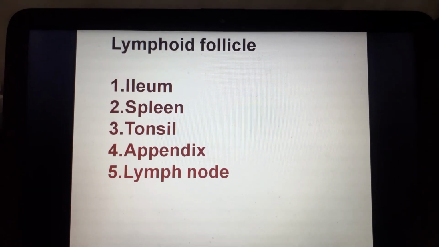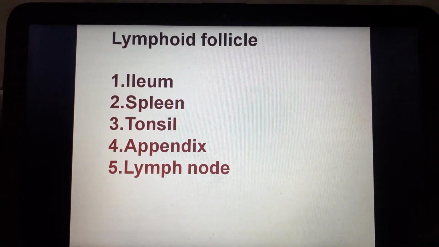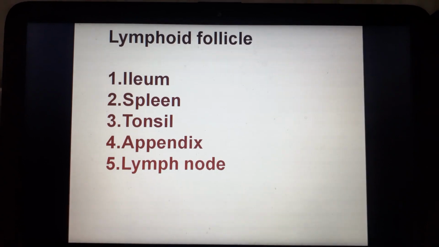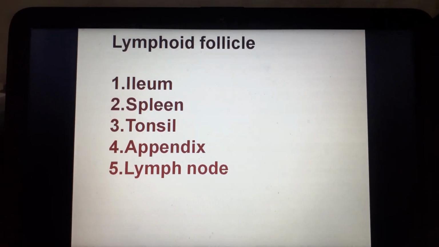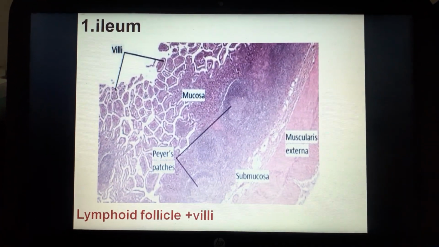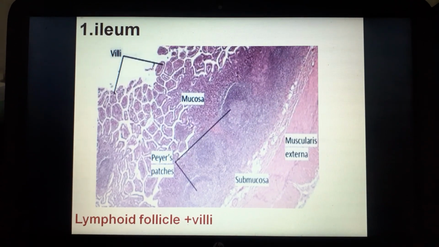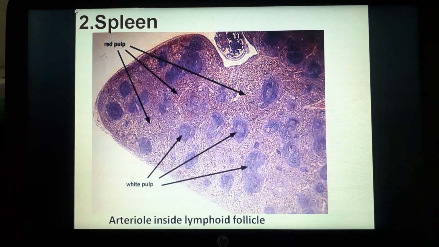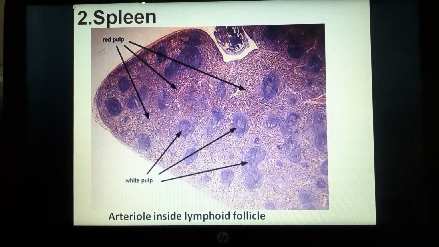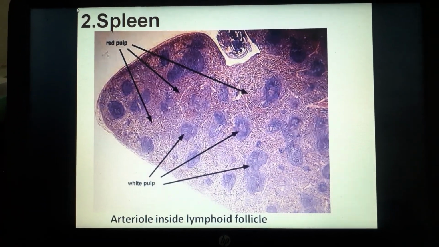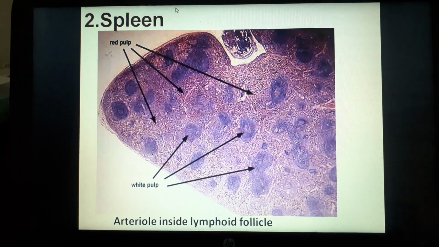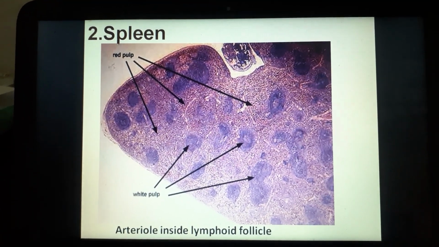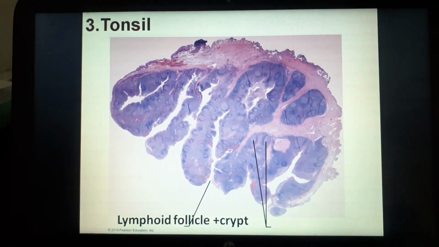Another criteria is the presence of lymphoid follicle. It will be present in the ileum, spleen, tonsil, appendix and lymph node. If lymph node plus villi, it is of ileum. If lymphoid follicle plus arteriole inside the lymphoid follicle, okay, the black arrows are showing the arteriole inside the lymphoid follicle.